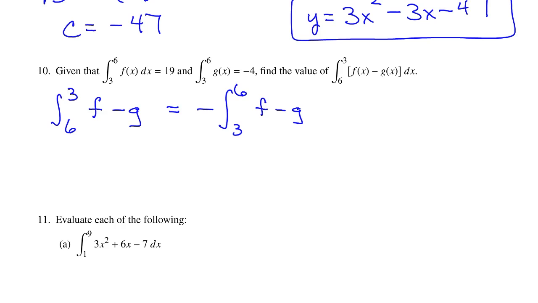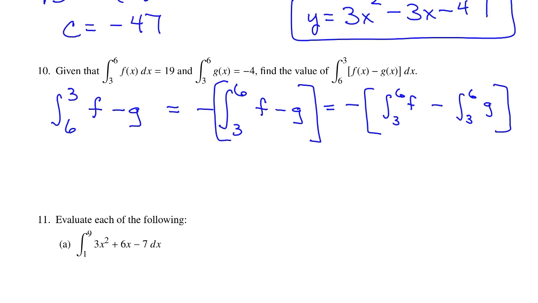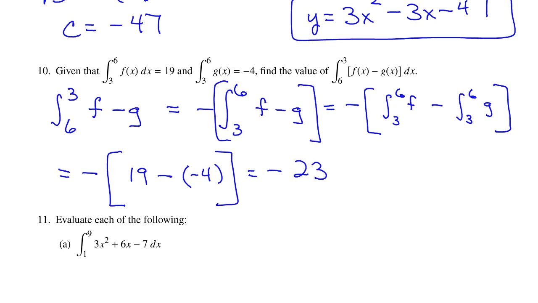And now, it's really the negative of this integral that I want here. So that's the integral from 3 to 6 of f minus the integral from 3 to 6 of g, which is negative of 19 minus negative 4, which is negative 23. So the answer is negative 23.